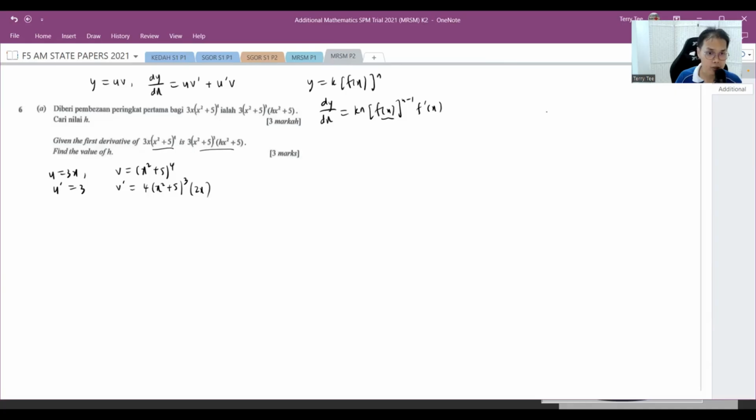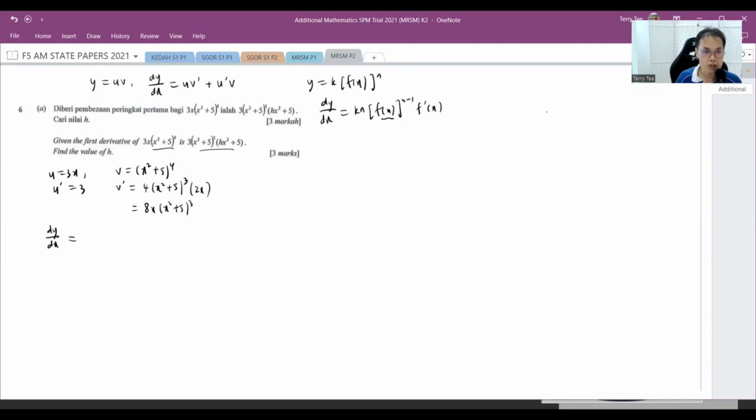In this case, your bracket is x squared plus 5. When you differentiate x squared, you get 2x. You differentiate 5, you get 0. Okay, so we can put them together as 8x with the (x squared plus 5) power 3. Okay, so let's differentiate this. Now, it's okay to write dy/dx straight away.